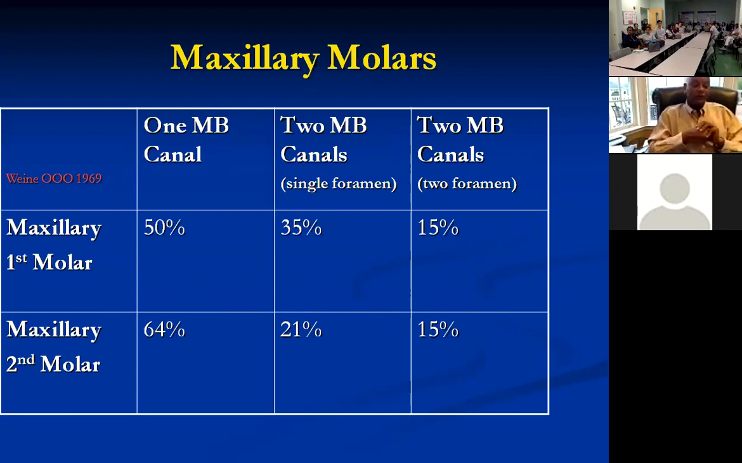Maxillary second molars, according to Weine's study, 64% of them have 1 canal. But then you've got 21% with 2 canals with a single foramen, and then still 15% that have 2 separate foramen. That's just like maxillary first molars. So that's the 15% that we want to make sure we get. And once again, you don't really find them unless you're really looking for them. So in endodontics, we always assume that all maxillary molars have 4 canals, okay? Until we can prove to ourselves that they only have 3.